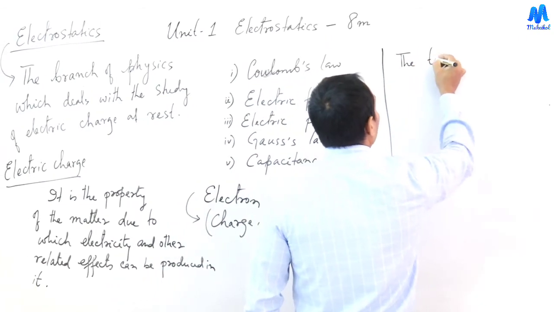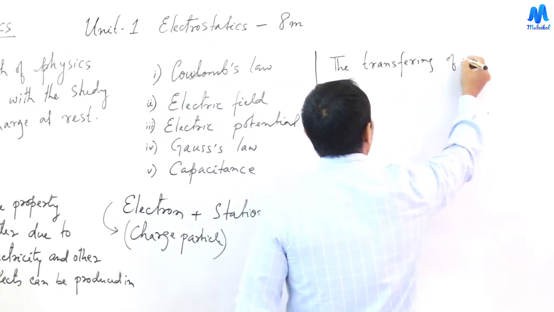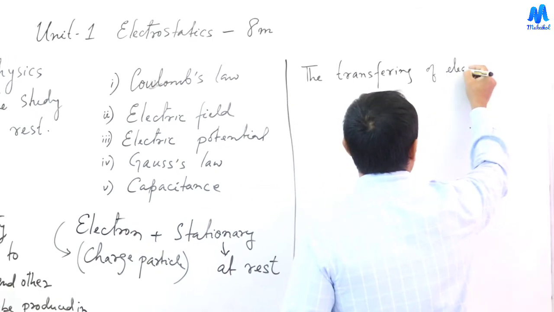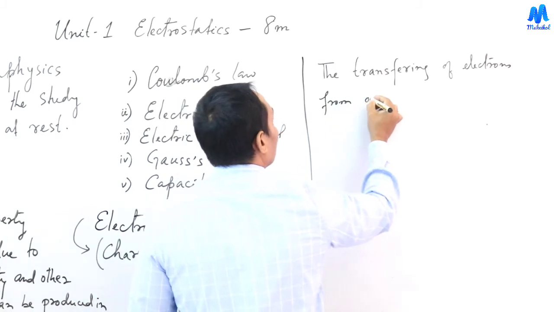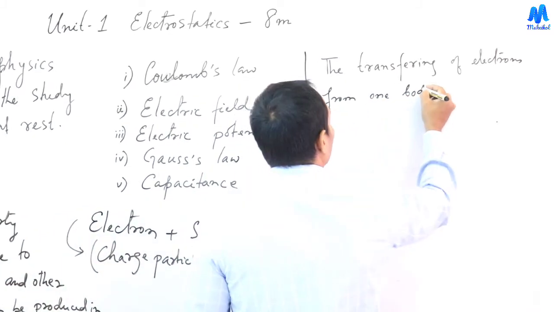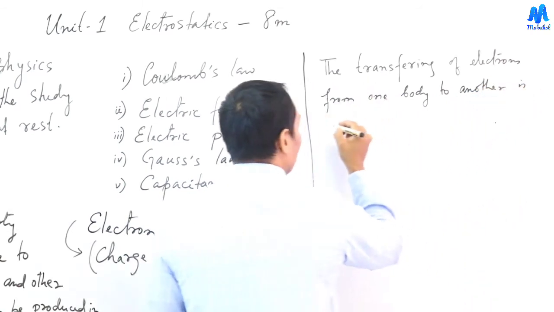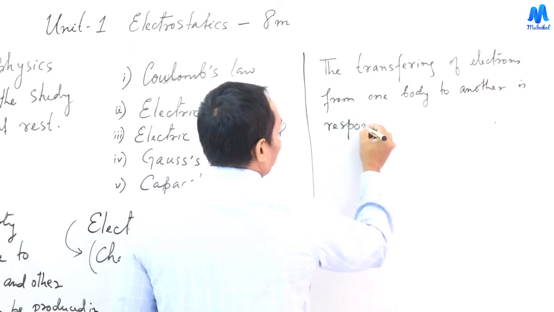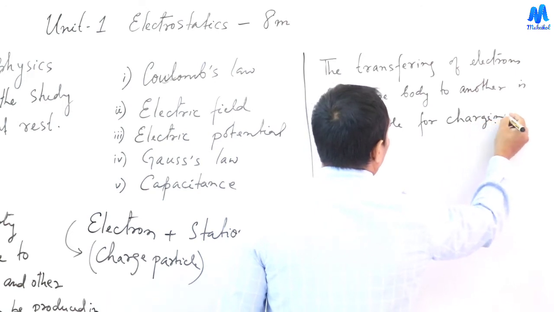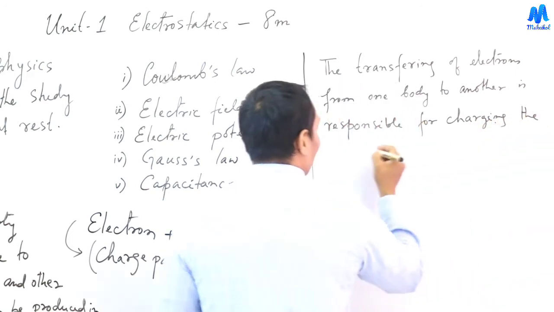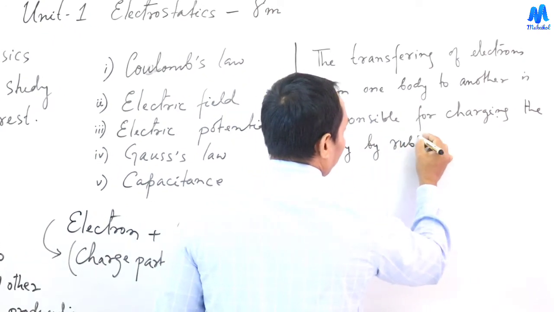The transferring of electrons from one body to another is responsible for charging the body by rubbing, that is friction, as I call it.